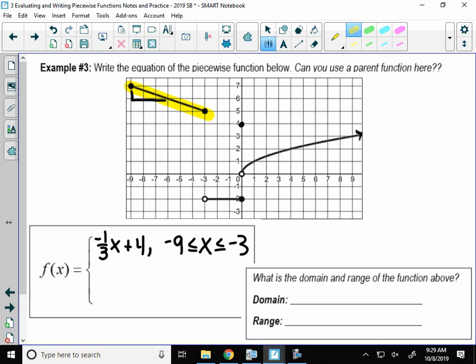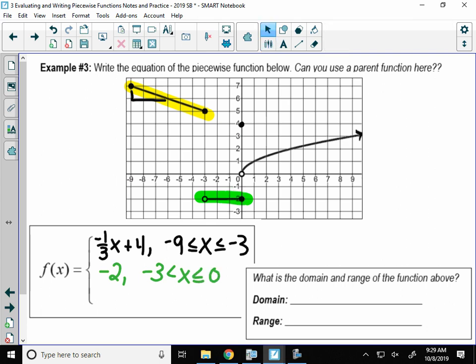The middle portion here is a constant function. That constant function's at -2. It's also a segment. That domain is from -3 with an open dot until 0 with a closed dot.